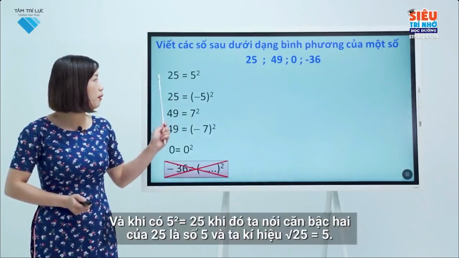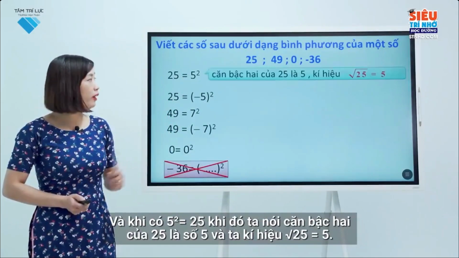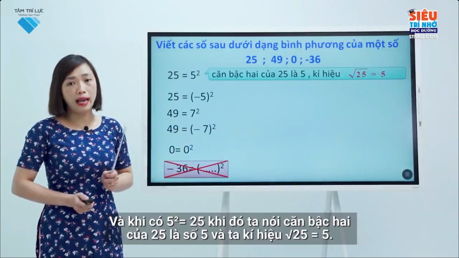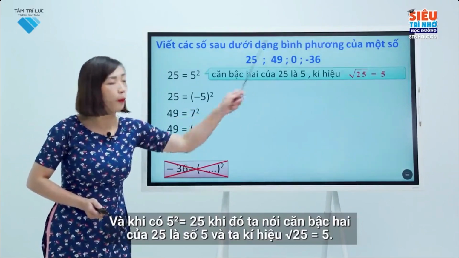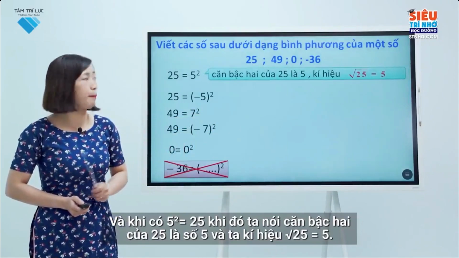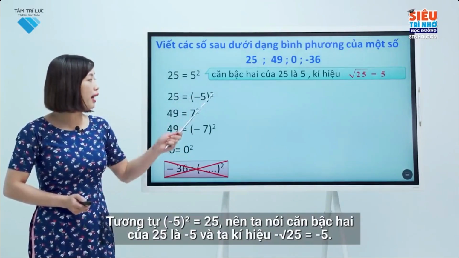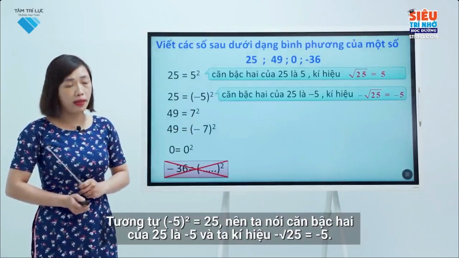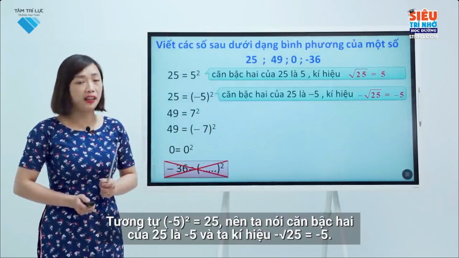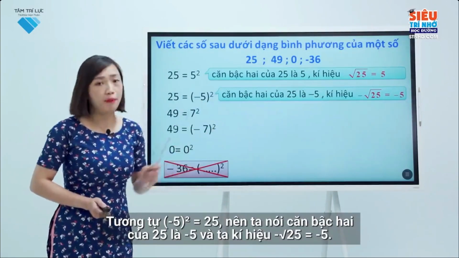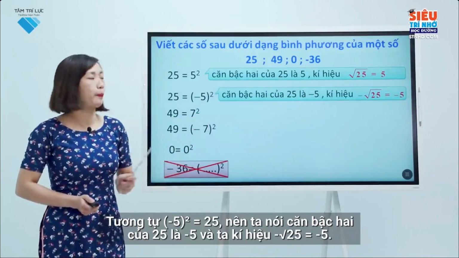Because 5 squared is equal to 25, we say the square root of 25 is 5. And we sign the square root of 25 is equal to 5. Similarly, negative 5 squared is equal to 25. So we say the square root of 25 is negative 5. And we sign negative of the square root of 25 is equal to negative 5.